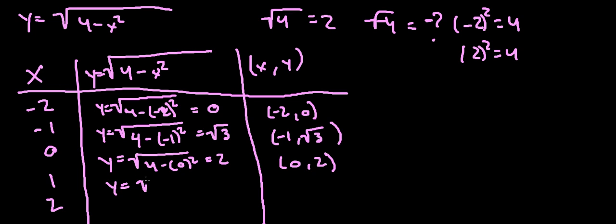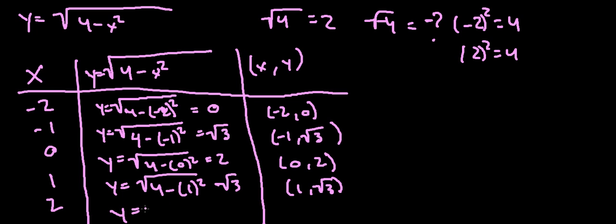Y is equal to square root of 4 minus 1 squared. So minus 1, and it's going to be the same. So square root of 3. 1, square root of 3. And then for the last one, we're going to get the same thing as the top one. So 4 minus 2 squared. So 2 squared is 4, so we get 0. 2, 0.